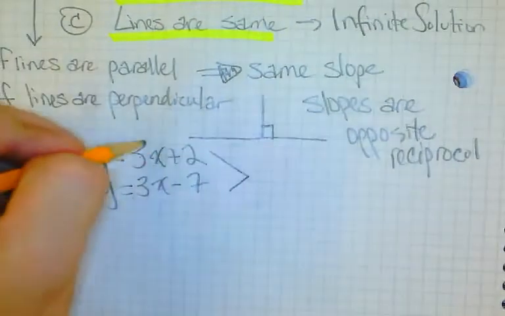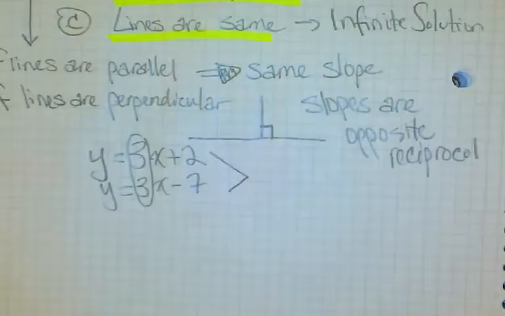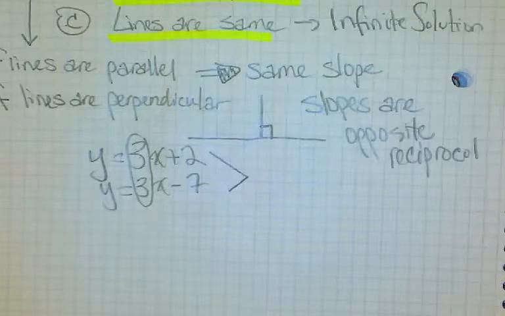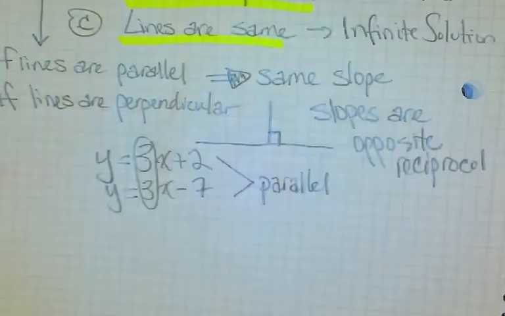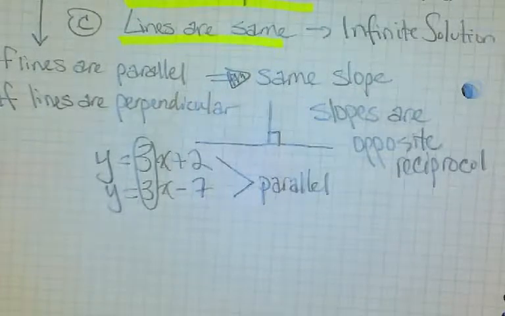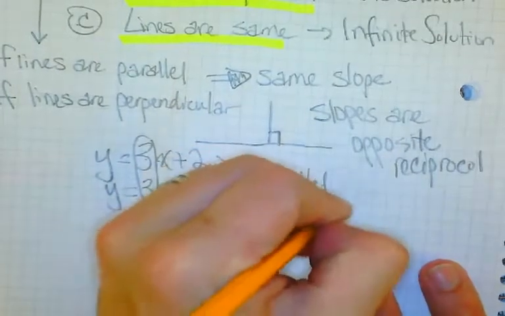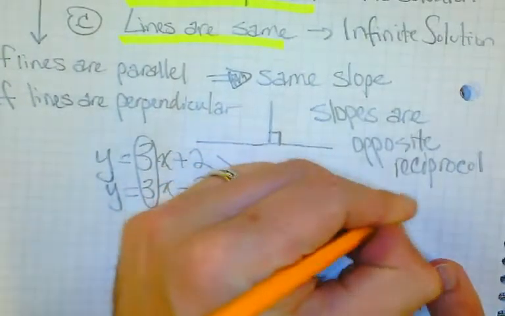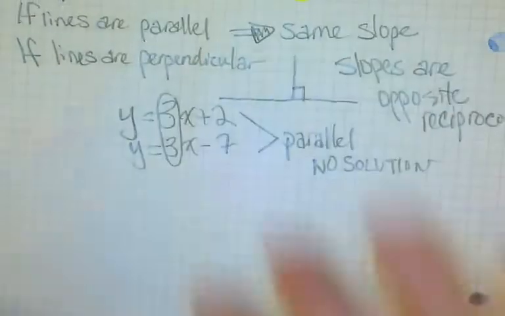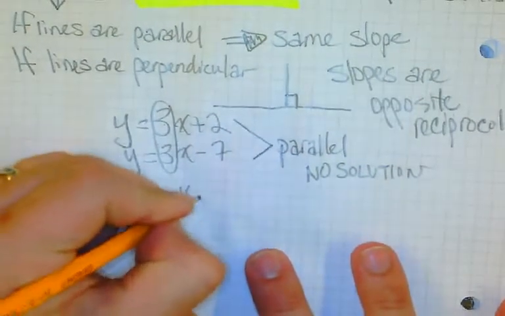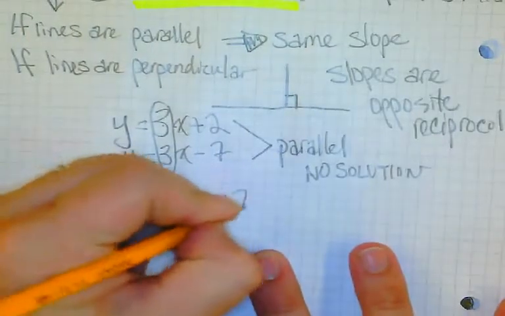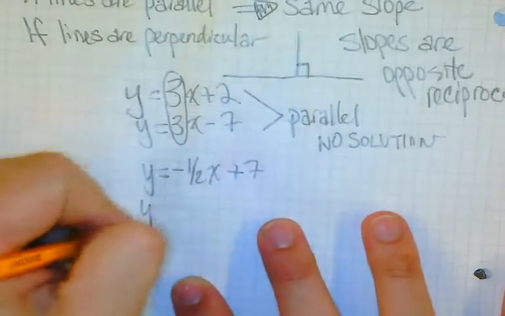These lines are parallel. They have the same slope, right? So these lines are parallel. So what do you think? Yes, there is no solution. Good. No solution.